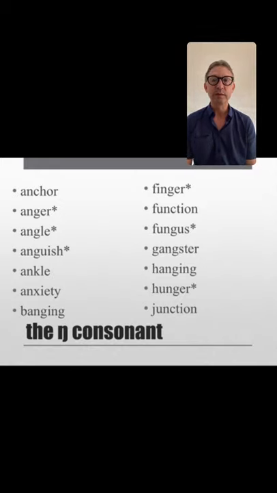Gangster. Hanging. This is a tricky one. The picture is hanging from the wall. Hanging. This is difficult. One more time. Hanging. Hunger.